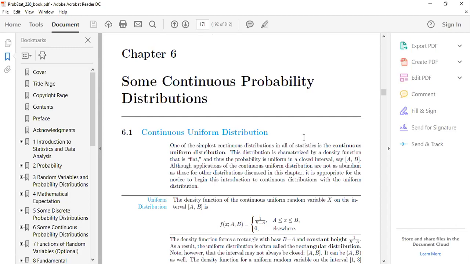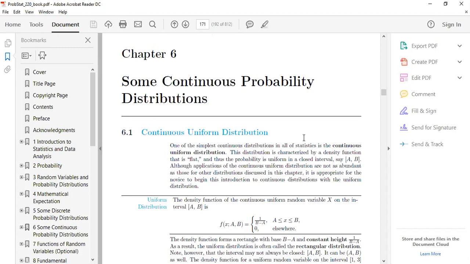This distribution is characterized by a density function. Whenever you find this word density function, it is always to be understood that we are talking about a continuous distribution, because it's nothing but the integration. And that is flat, and thus the probability is uniform in the closed interval a to b.